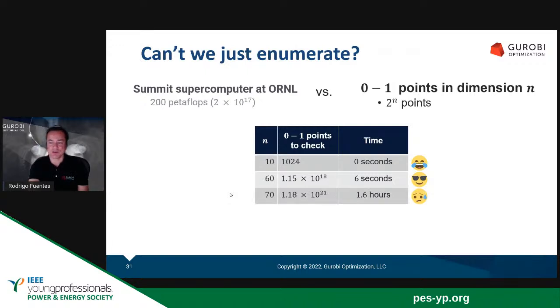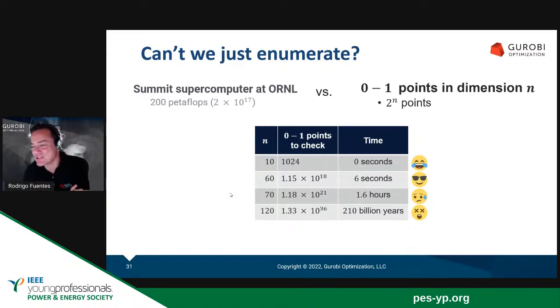Well, that is 1.18 times 10 to the power of 21, that will take 1.6 hours to check. That is already a little bit of a struggle. And if we go all the way to 120 points, that's a really big number, 1.3 times 10 to the power 36, that will take 210 billion years.